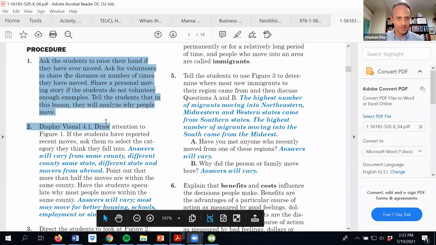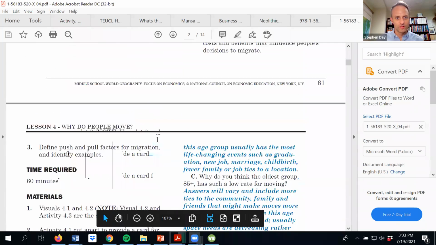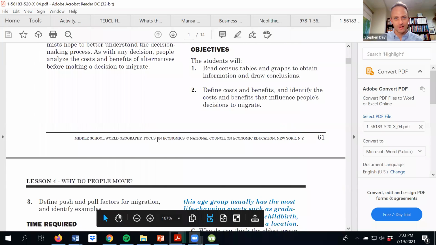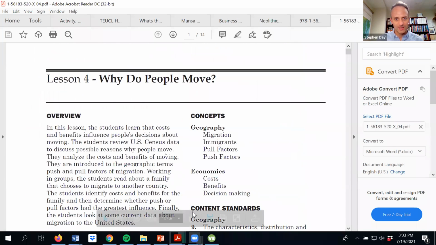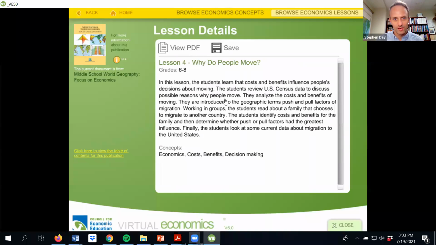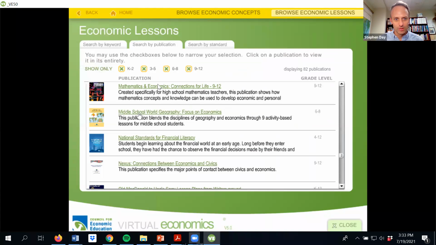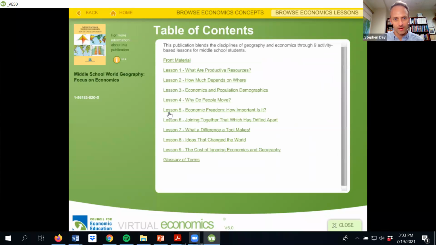Share your screen. Oh no, did I fail to share my screen? Okay, I was showing you the beginning of the lesson procedure. Sorry, but I was about to unshare my screen so I could look at you. Raise your hand if people have ever moved. There's the lesson plan right there. Why do people move? And it's in this book right here, Middle School World Geography, Focus on Economics. Sorry about that.